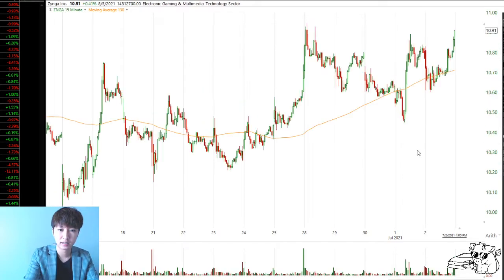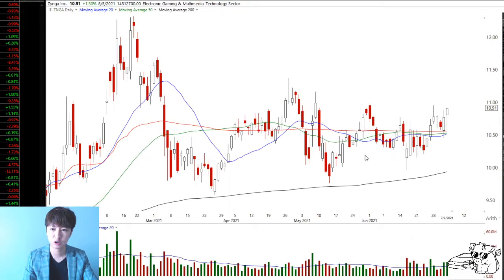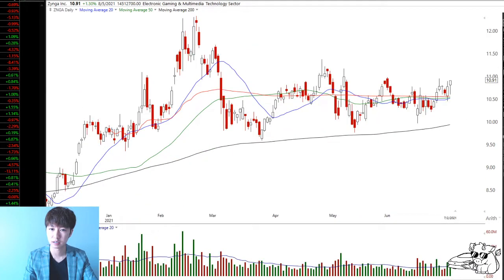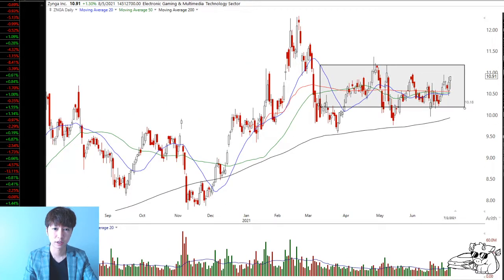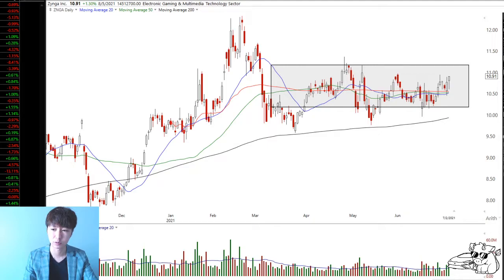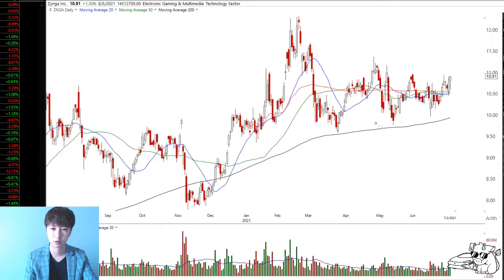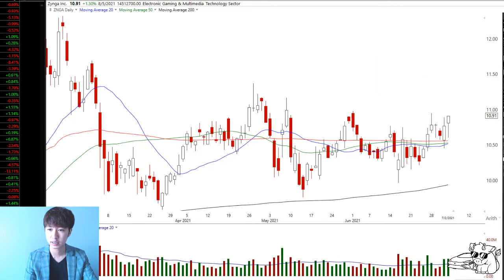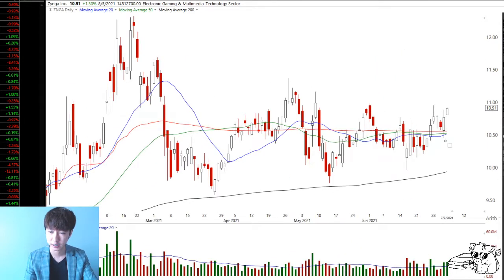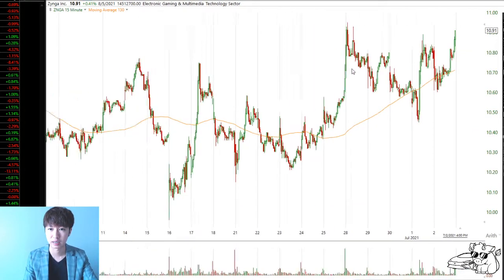For Tuesday, ZNGA, it has a pretty good consolidation. This is also electronic gaming multimedia. Anyways, it's high growth. That's why I put the growth over 20%. It's good. It's above the 20-day and 50-day moving average. And as you can see, the 20-day is starting to, we're pretty much right before we enter a stage 2 consolidation. This one could be big, right?